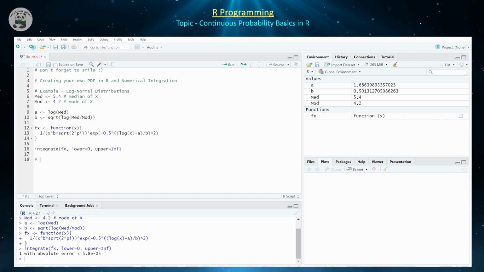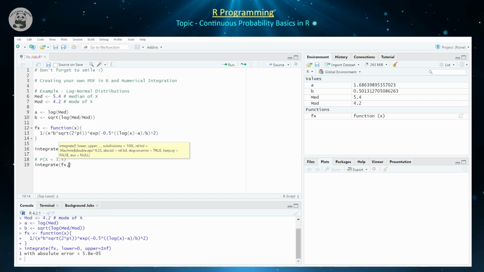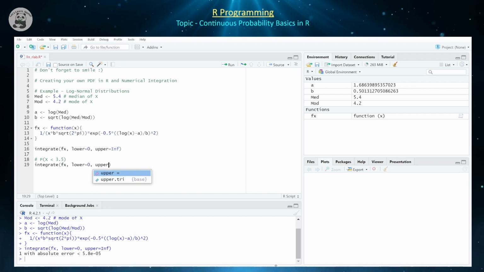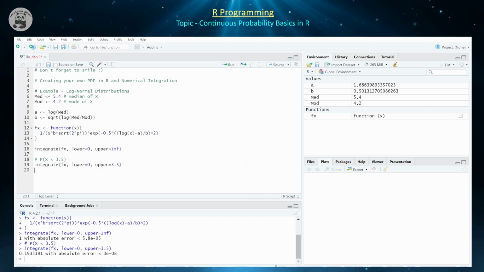Now we can start doing some probabilities with it. So what's the probability that x is less than 3.5? That's obviously going to be the integral of our function f of x on the interval 0 to 3.5. So lower is equal to 0, upper is equal to 3.5, and the probability that this log normal random variable is less than 3.5, or that a random person has a hair strand length of 3.5 inches or less, is approximately 19.35%.